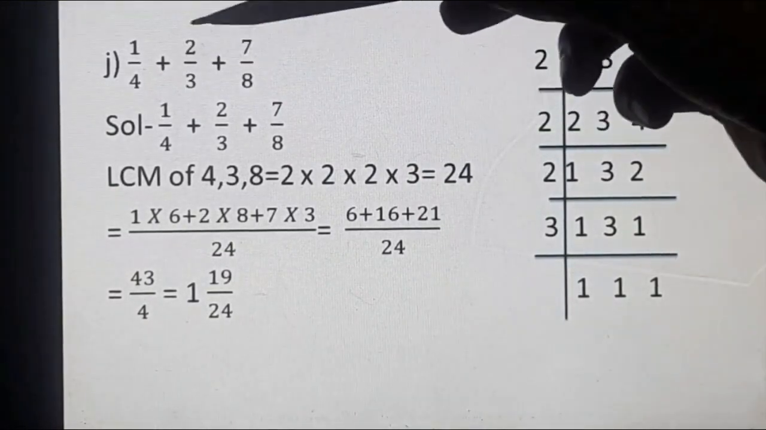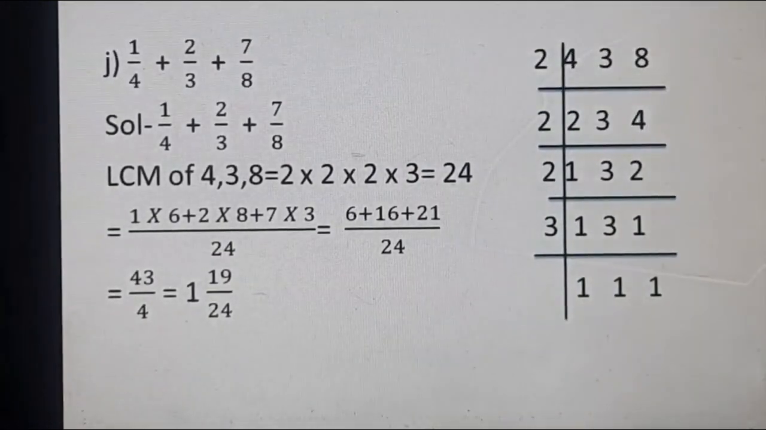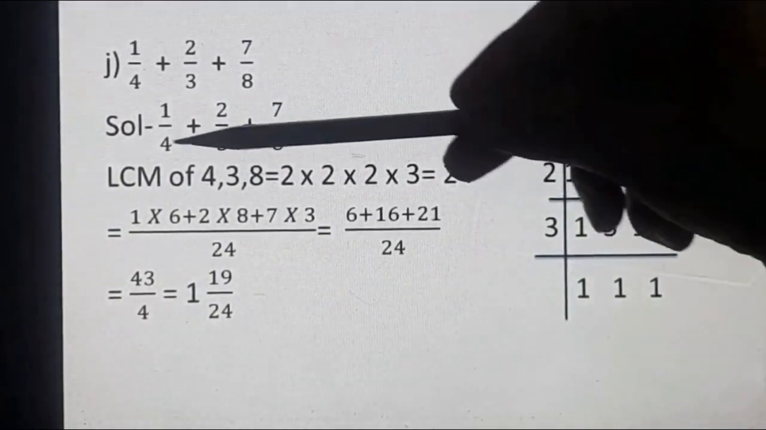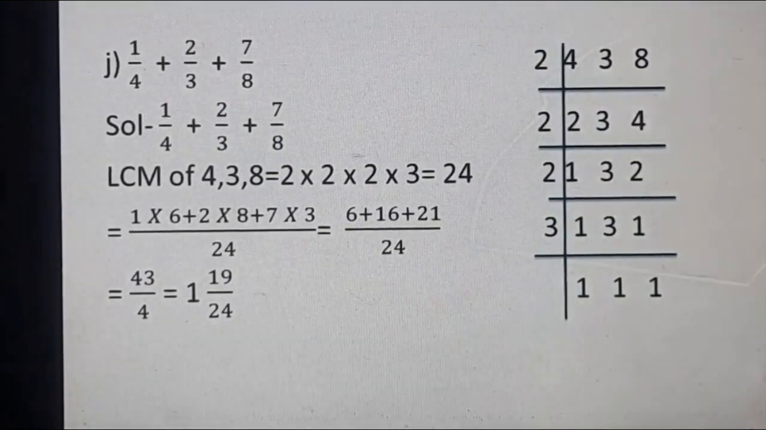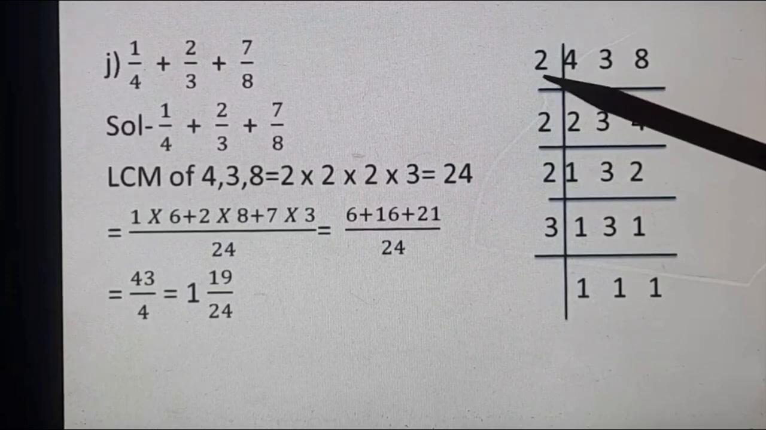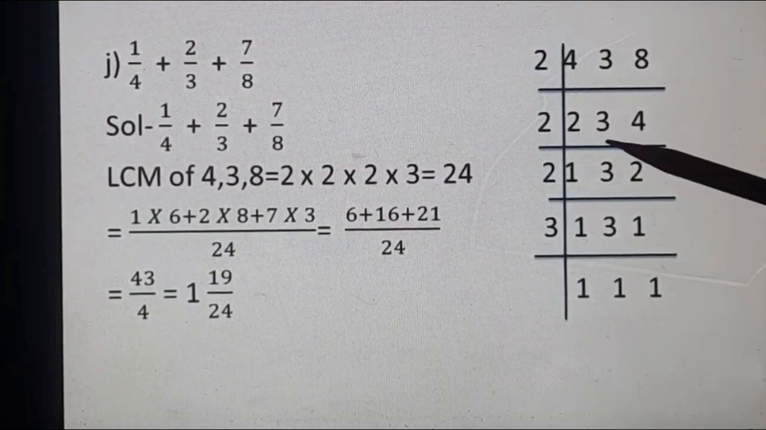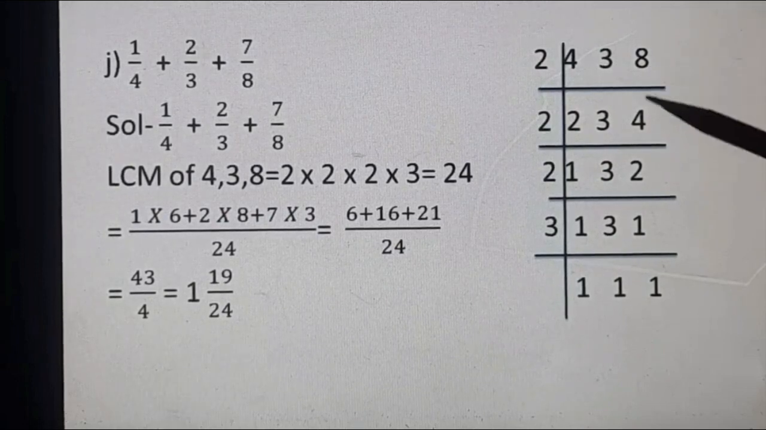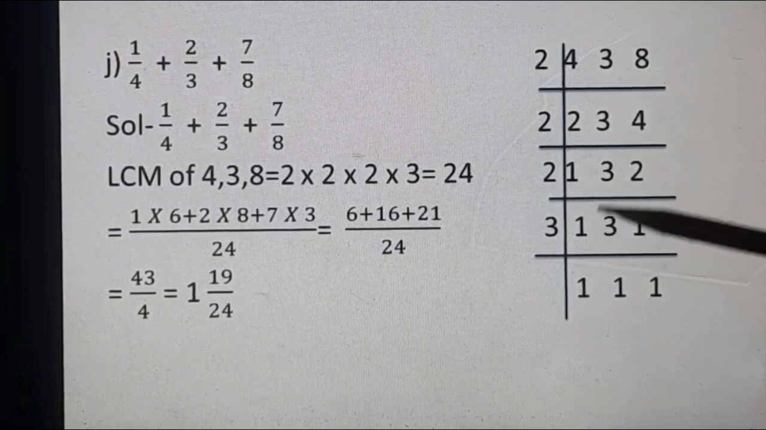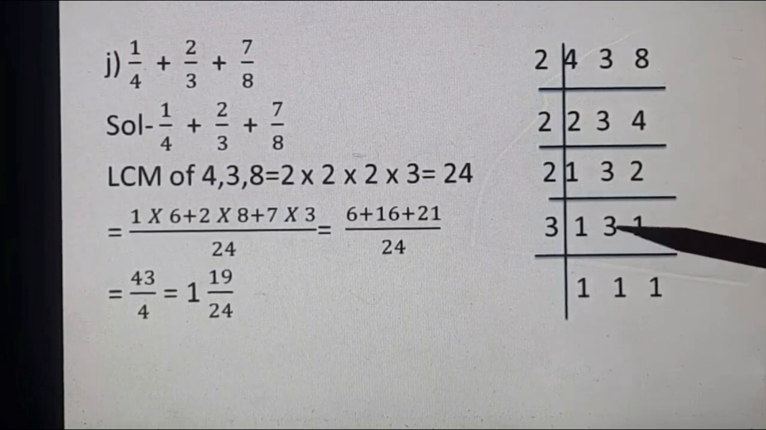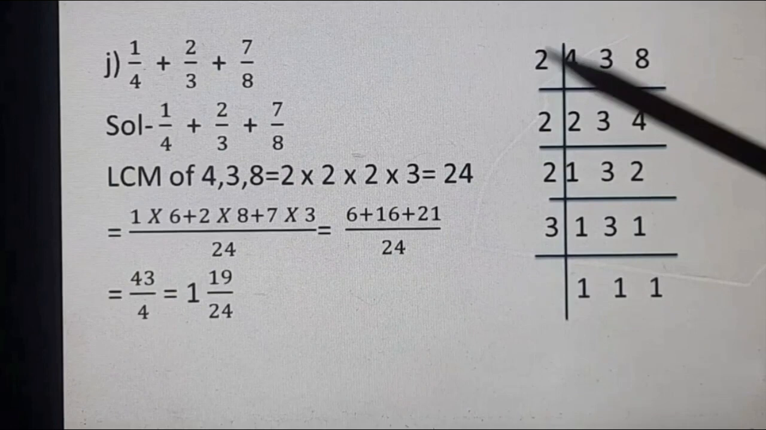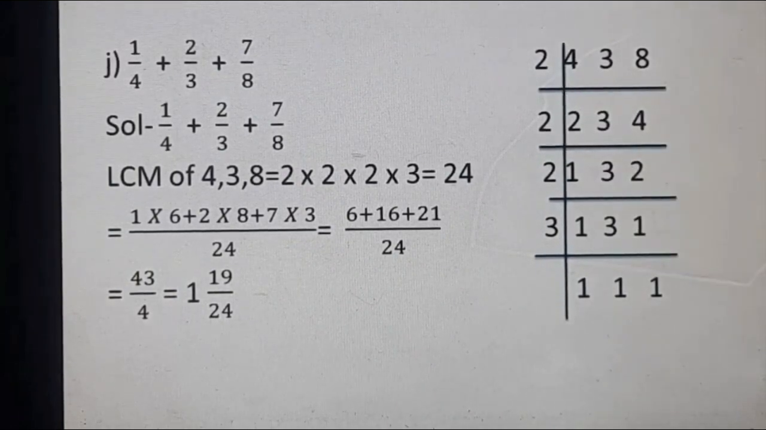1 upon 4 plus 2 upon 3 plus 7 upon 8. Now see the denominators. We have to do addition. So we will check the denominators first: 4, 3, 8. Denominators are different. So we will find out the LCM. LCM of 4, 3 and 8. First of all you will start with 2. 2 2s are 4. 3 will be written same. 2 4s are 8. And 2 1s are 2. 3 will be written as such. 2 2s are 4. Then 2 1s are 2. And now 3 1s are 3 and 1. So LCM of 4, 3 and 8 is equal to 2 into 2 into 2 into 3.